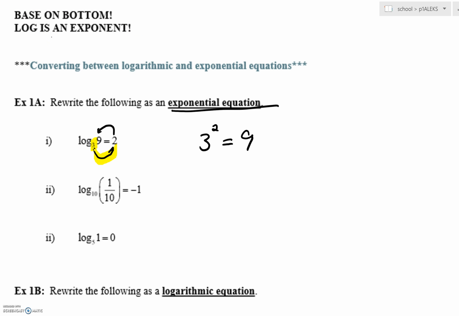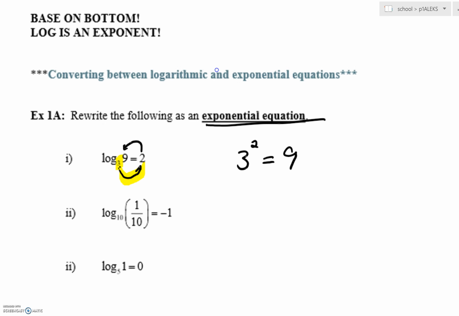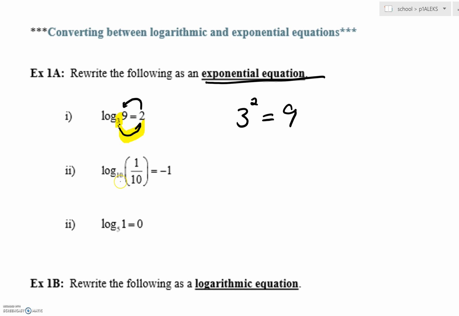You guys help me out with this next one. What do you think number 2 is going to be? Help me out. What do you think we're going to write? Yep, 10 to the negative 1. Set it equal, and then what do we write? 1/10. You're done. Those are some of the basic problems that you're going to see on homework. Also on tests. If you remember your log circle, you're going to be fine.